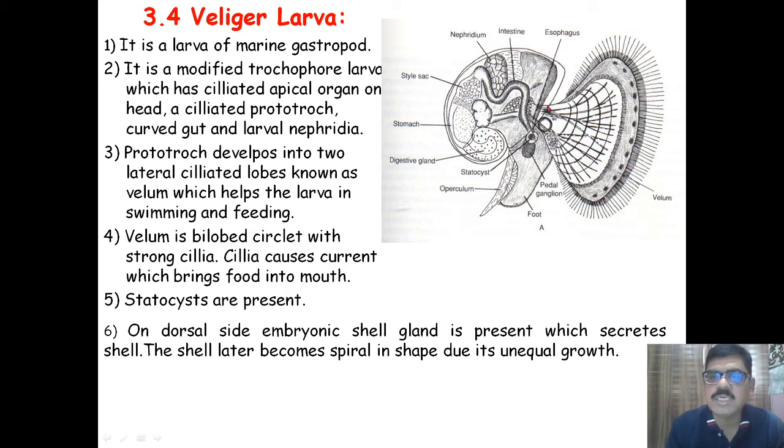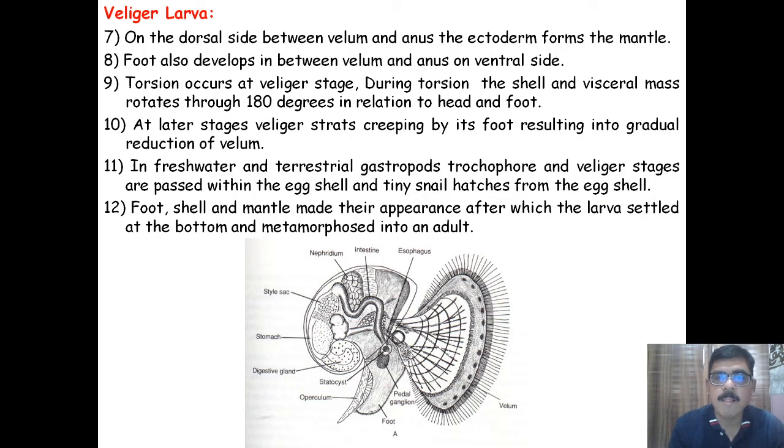The statocyst is also present. Then on the dorsal side, the embryonic shell gland is present, which helps in the secretion of the shell. The shell becomes spiral in shape due to unequal growth in later stages. On the dorsal side, between the velum and anus, the ectoderm forms the mantle.